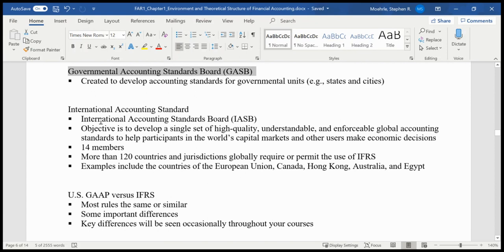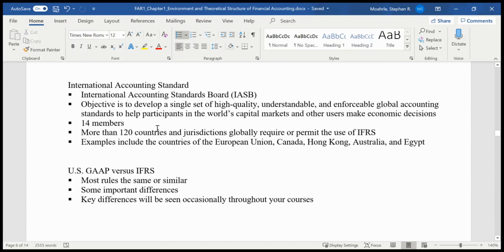A little more about international. The objective is to develop a set of high-quality, understandable, and enforceable global accounting standards to help participants in the world's capital markets and other users make economic decisions. It has 14 members. More than 120 countries and jurisdictions globally require or permit the use of international financial reporting standards. Examples include the countries of the European Union. They use IFRS. Canada uses IFRS. Hong Kong, Australia, and Egypt. They all use international financial reporting standards.